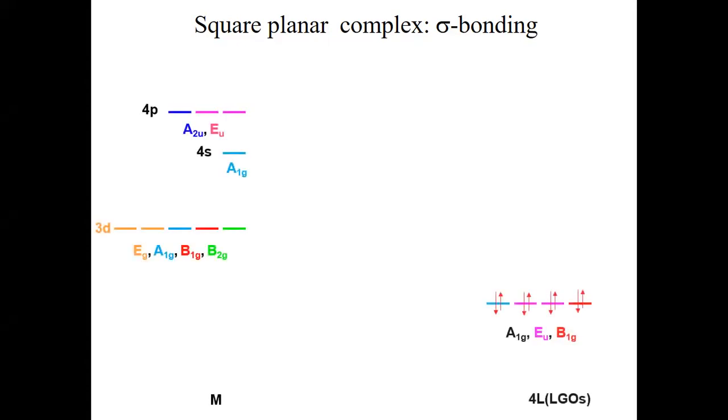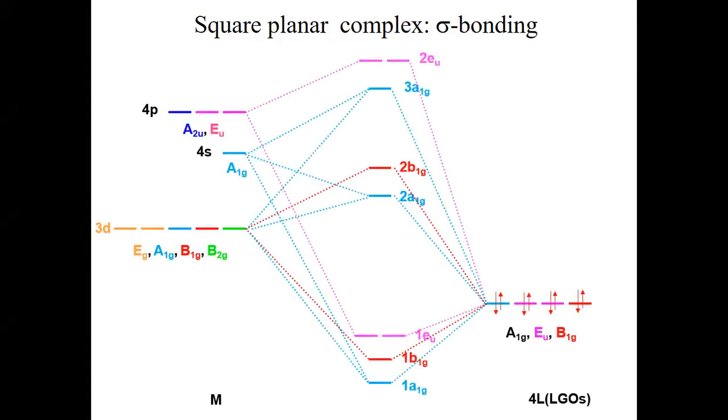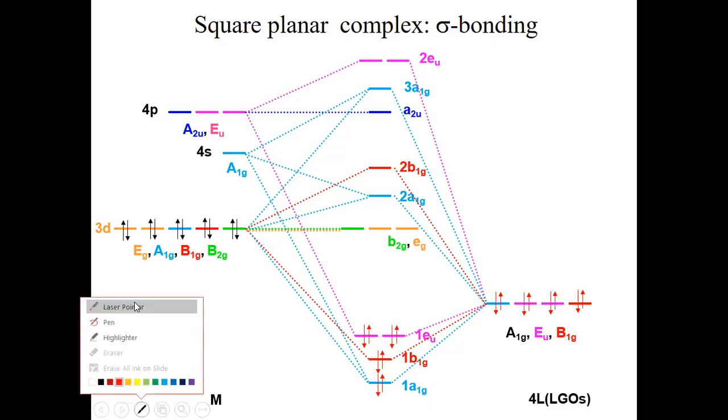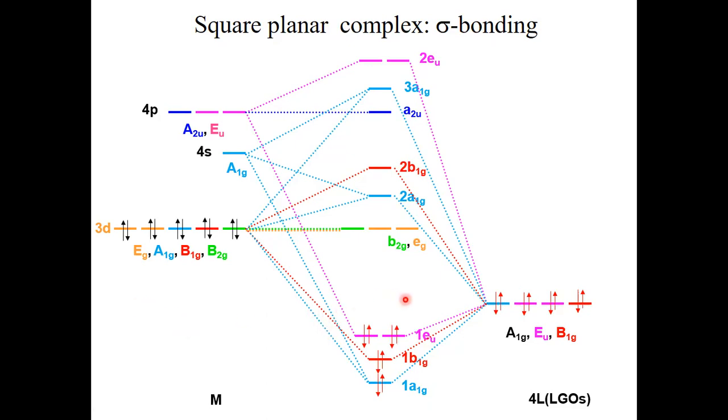We were discussing the square planar complex in the last class, and thus far we have constructed the molecular orbital diagram for a square planar complex considering the sigma bonding only. So overall we arrived at this molecular orbital diagram here, and we confirmed that we have 4 bonds, so 4 electrons in these 4 bonding molecular orbitals, explaining the 4 sigma bonds.